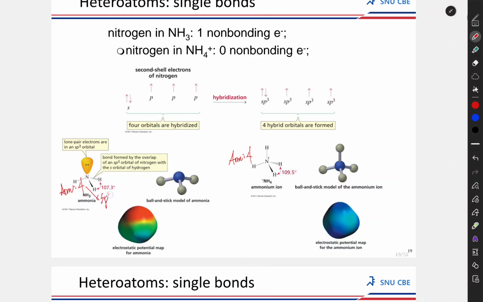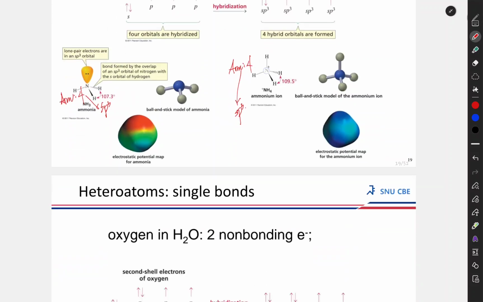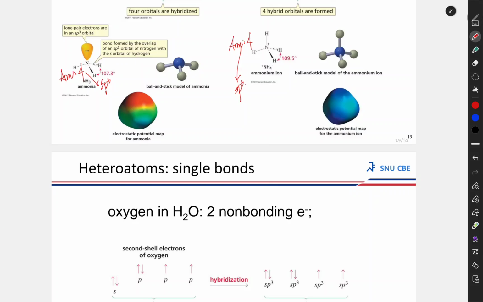So each bond between hydrogen and nitrogen can be described as the sigma bond interaction between one s orbital from hydrogen and an sp3 hybridized orbital from nitrogen. And there's a lone pair residing in the sp3 hybridized orbital. Okay.